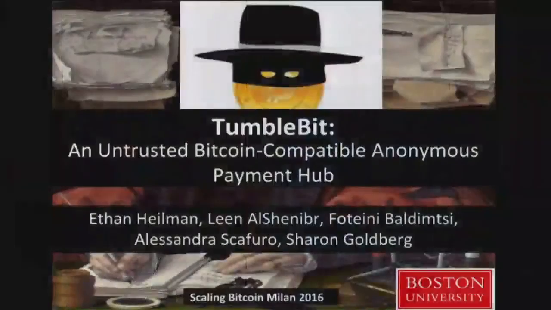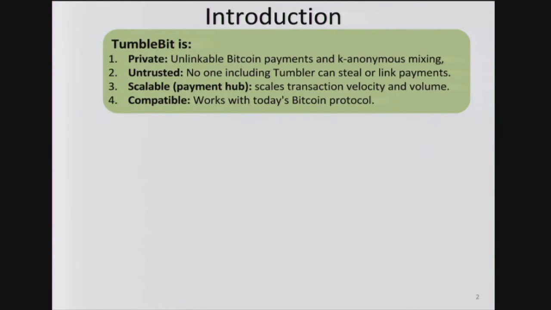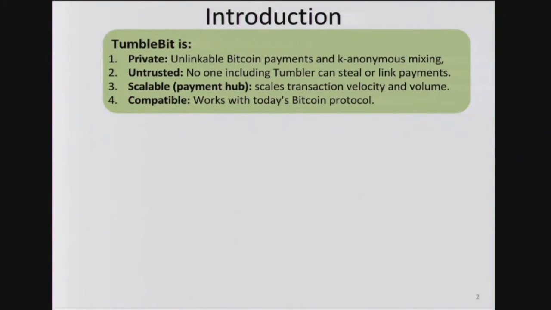Hi, I'm going to be talking about TumbleBit, which is our untrusted private Bitcoin payment system. TumbleBit provides payments which are private, so they're unlinkable when used as a payment hub, or provide set anonymity when used as a classic Tumbler. They're untrusted, so no one, including the Tumbler, can steal your Bitcoins or violate your privacy. And when used as a payment hub, it's scalable. Furthermore, it's compatible. It works with today's Bitcoin.